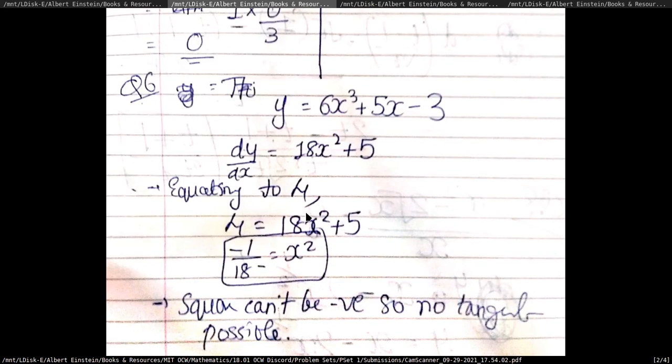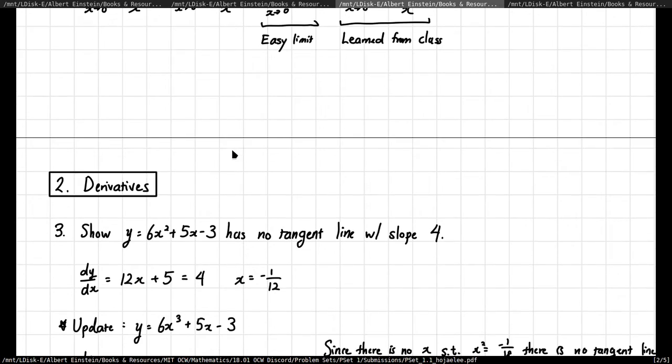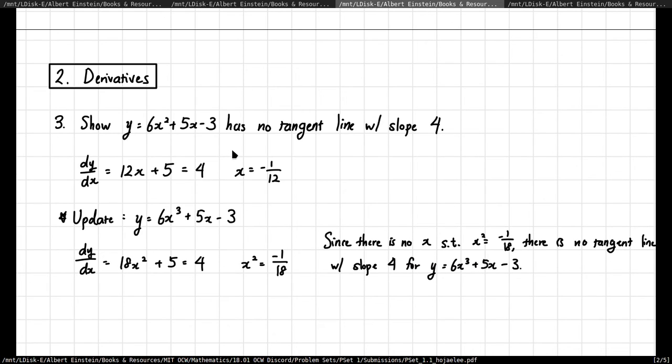You can just calculate the derivative. The derivative is precisely this. You equate that to 4 and find the value of x. Now you realize that it is not solvable in real numbers, so your line doesn't exist. Yep, basically that.